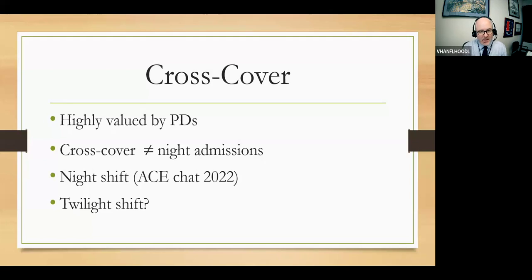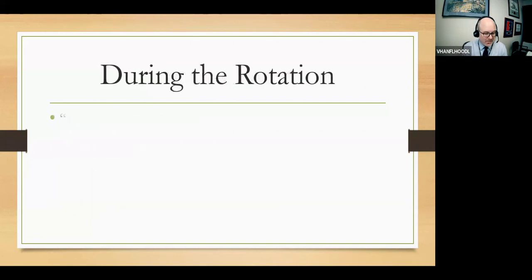Then around 7 o'clock, typically a designated cross-cover person comes in, and they hang out with that person until about 9 or 10 o'clock. They're therefore getting an increased likelihood to see a code, to see an RRT or something like that.